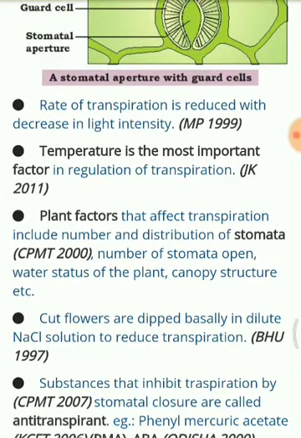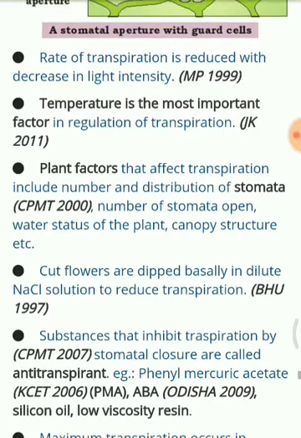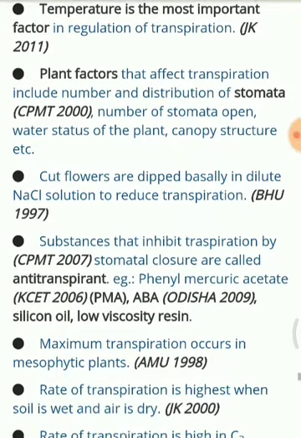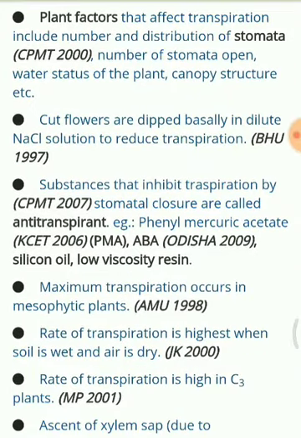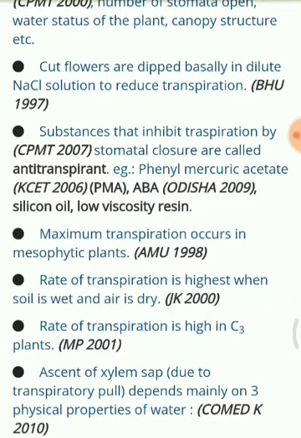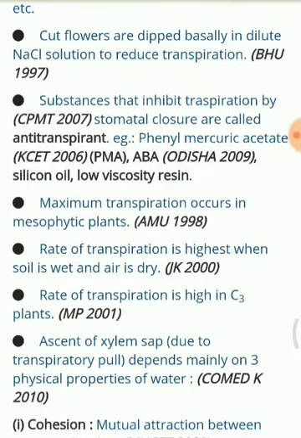Plant factors that affect transpiration include number and distribution of stomata, number of stomata open, water status of the plant, canopy structure, etc. Cut flowers are dipped basally in dilute NaCl solution to reduce transpiration. Substances that inhibit transpiration by stomatal closure are called antitranspirants. Example: phenyl mercuric acetate, ABA, silicon oil, low viscosity resin.